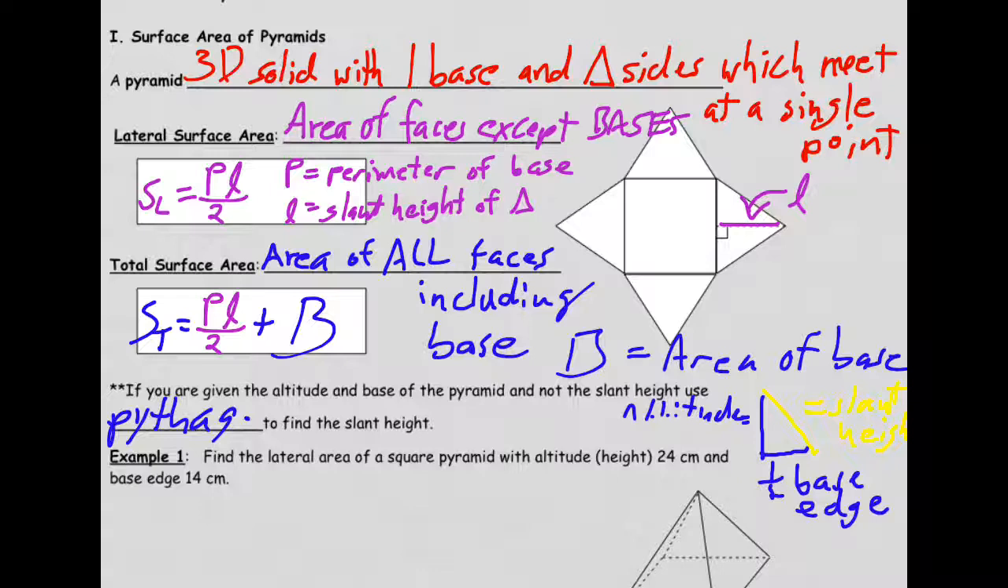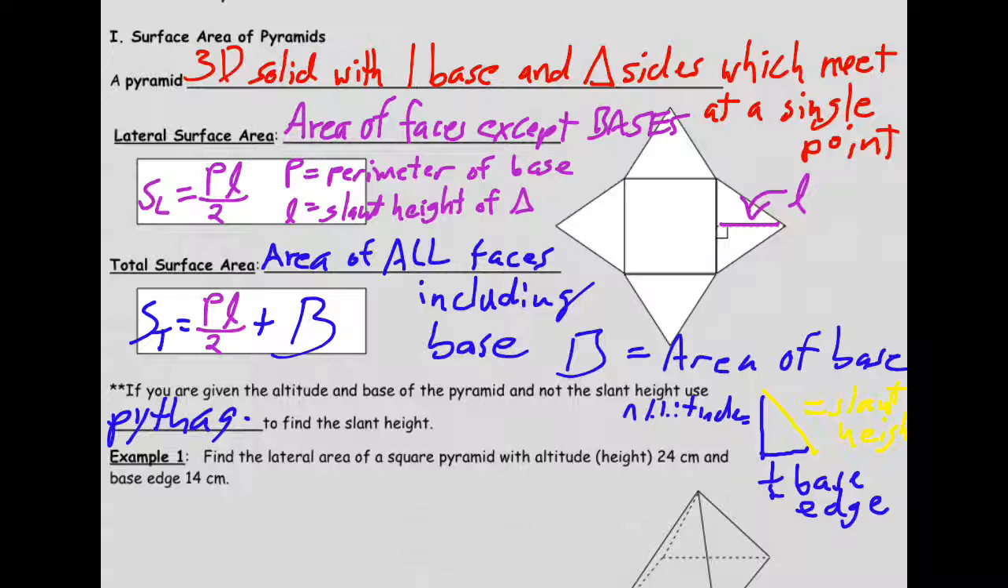The lateral surface area is just the area of all the faces except the base. So it's the area of 1, 2, 3, 4 of these triangles here, if it's a rectangle or a square. The equation for the lateral surface area is P times the slant height over 2. So here's what I mean by slant height. We have these four triangles that come across here, and the slant height is basically the height of the triangle. So it's the perimeter of the base times the slant height of the triangle. That's just for the lateral area.